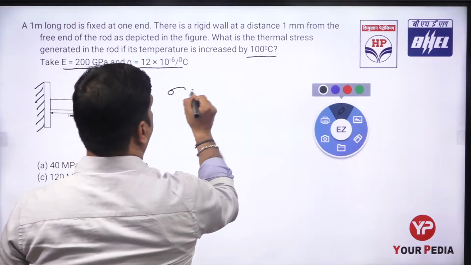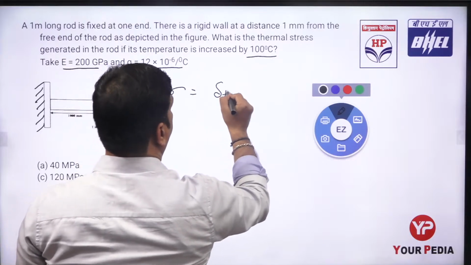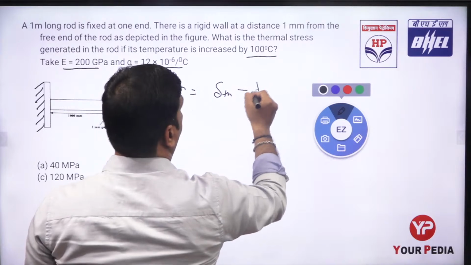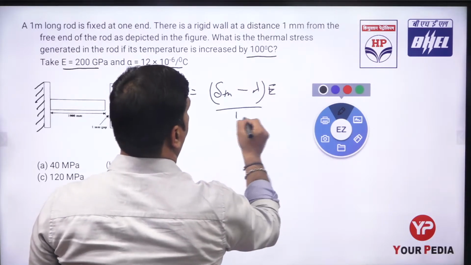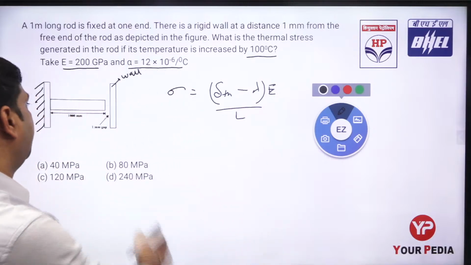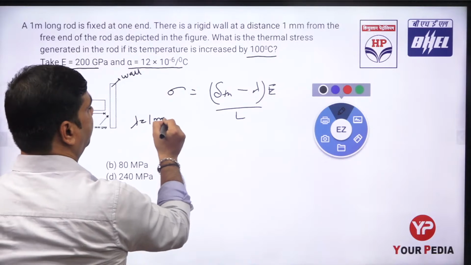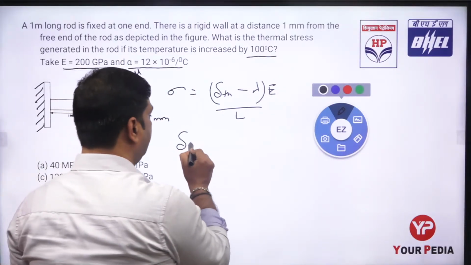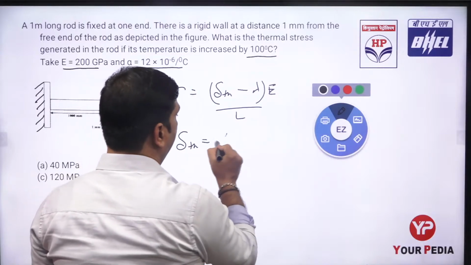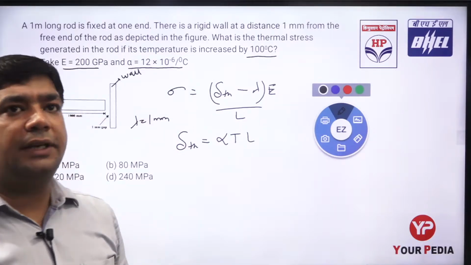Sigma equals to delta th minus lambda into E by L. So here lambda is given as 1 mm. Lambda is given as 1 mm. Now I have to find out the thermal deformation. The deformation due to the thermal is alpha T L, where T is the rise in temperature.